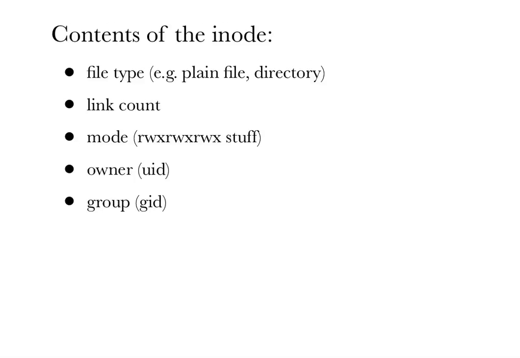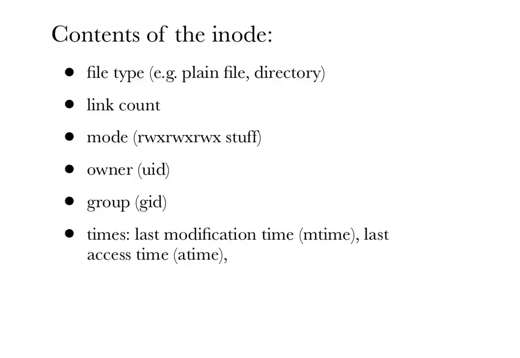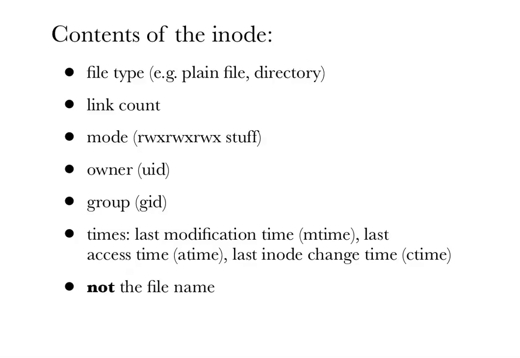Group, or GID, similarly affects the interpretation of the mode, but has no effect on who can change the mode or even who can change the group. And times. There's a last modification time, or M time, a last access time, or A time, and a last inode change time, or C time. These time values have a simple format, just the integer number of seconds since a fixed starting date and time. Not the file name. For example, a file linked into the file system in two places can have two different names, as we saw with the date command. And location information.